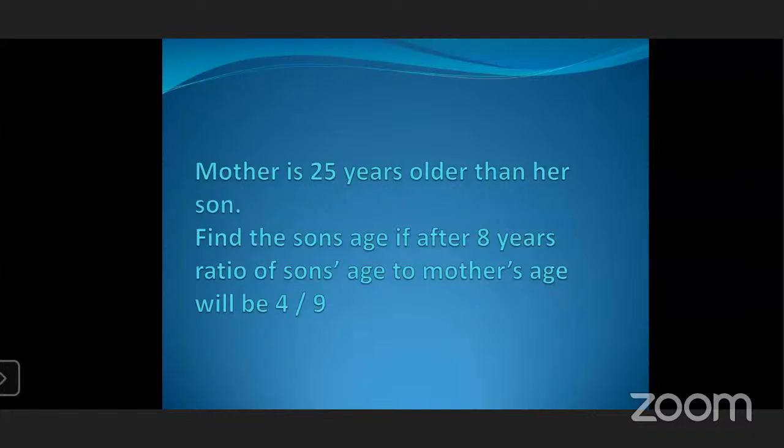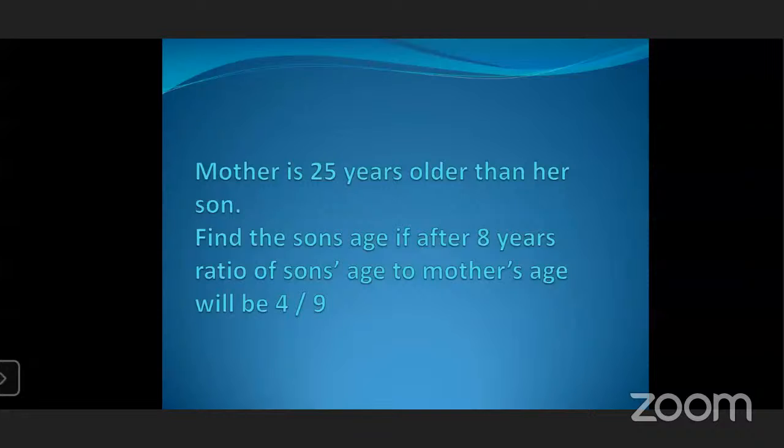So for the mother's age, if we take the son's age as A or B, whatever, say we took B, the son's age is B, and the mother is 25 years older, which means 25 is added. If the child's age is 5, the mother's is 5 plus 25. If it is 10, it's 10 plus 25. If it is 15, it's 15 plus 25. So if the son's age is B, the mother's age would be B plus 25. These are the ages we have supposed.